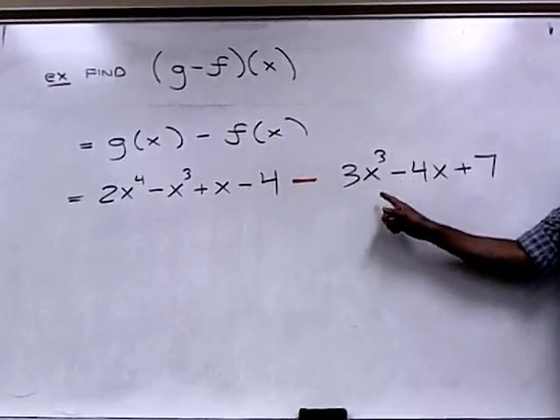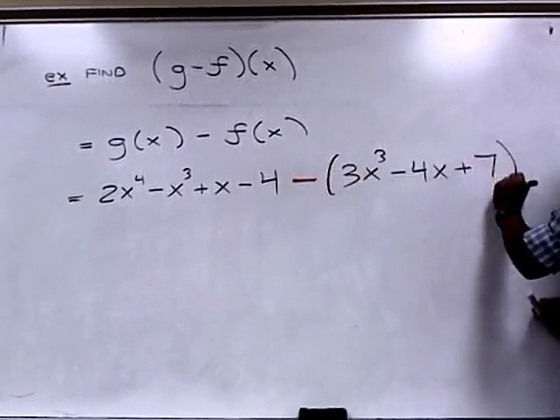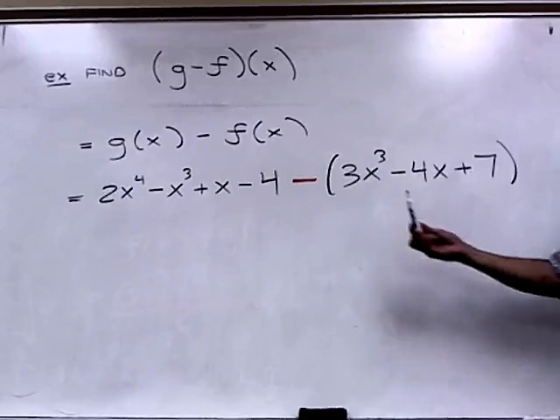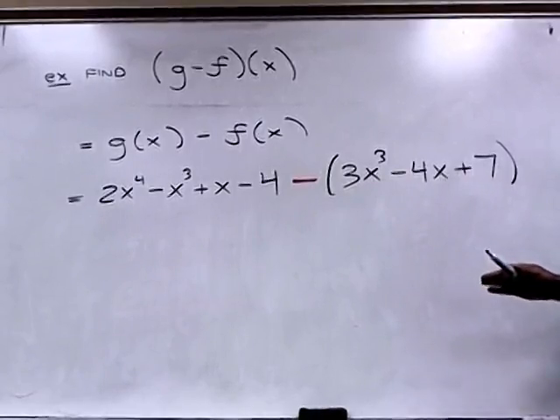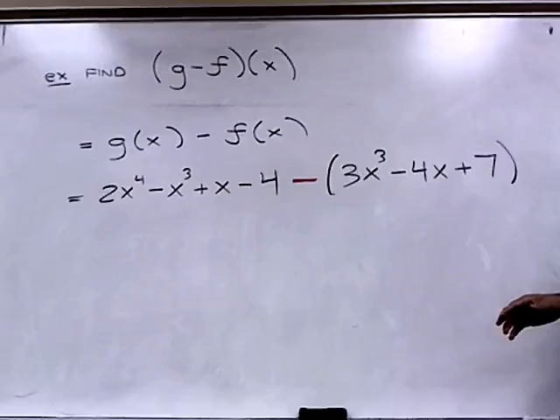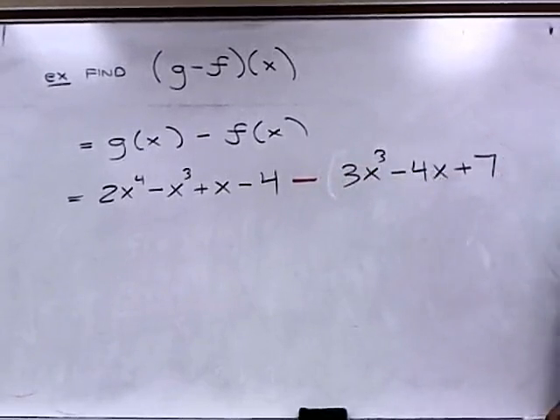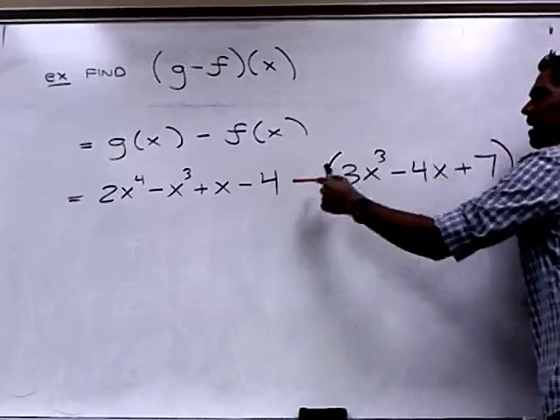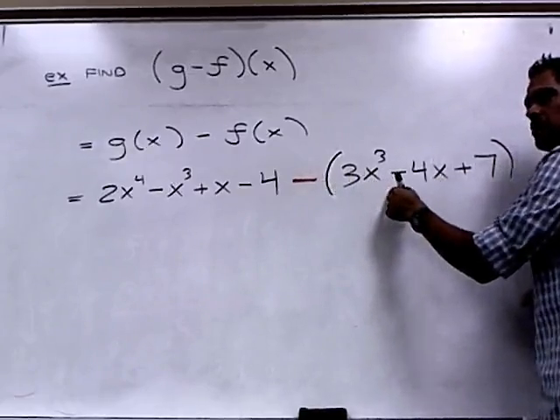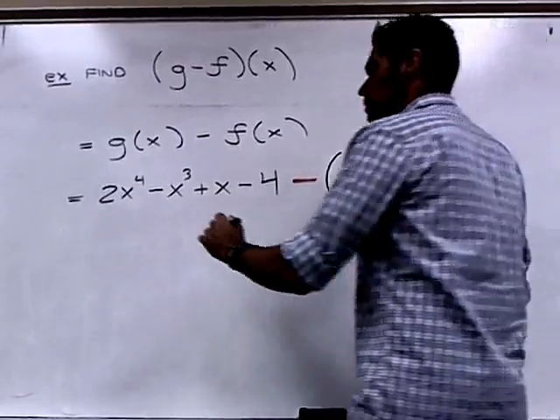Yep. Okay, this is not correct if I write it like this right now. I need to put this in parentheses, because the minus is going to have to go through to each one of these. And that's the biggest mistake I see students make, is that they'll put the minus here, they won't put the parentheses, and then they'll just start collecting like terms. You must have the parentheses, you must subtract all of f first before you start putting things together. Make sense? So let's go ahead and distribute that negative through.